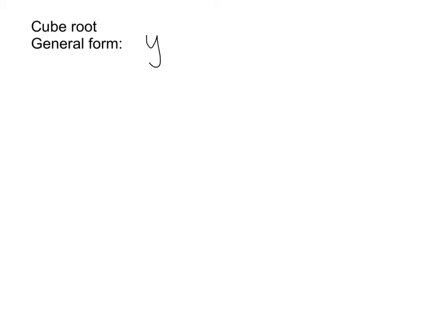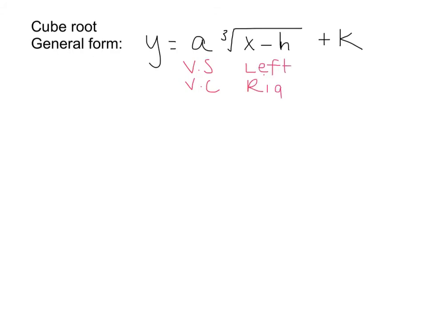So the general form for the cube root is y equals a times the cube root of x minus h, and then plus k. So the exact same thing as the square root, the only difference is that 2 on the outside. So the a is still a vertical stretch or a vertical compression or reflection. The h is either going to move it to the left or to the right. And the k is either going to move it up or down. Exact same thing as before.